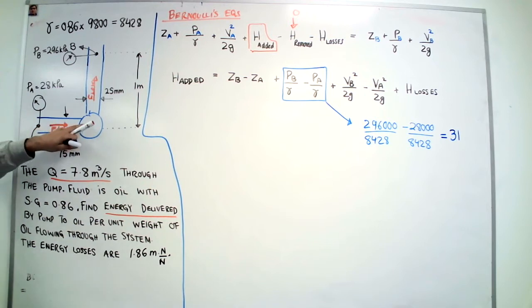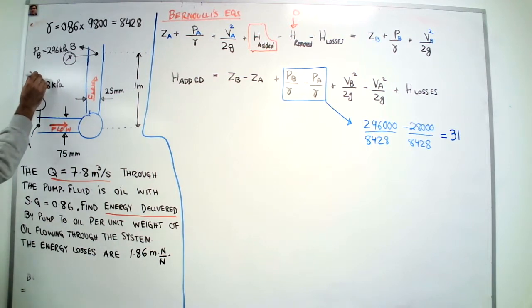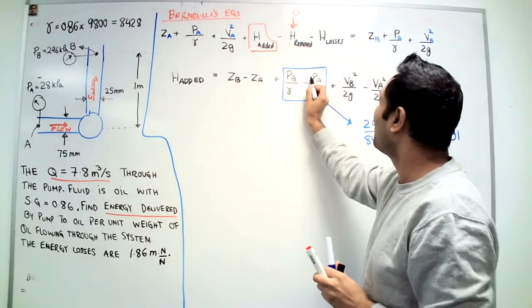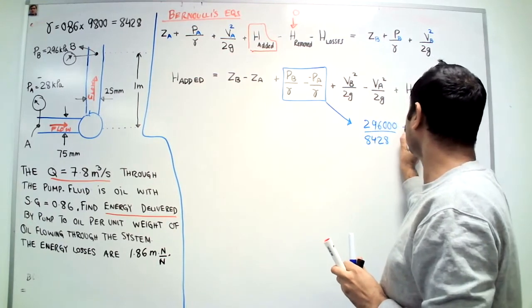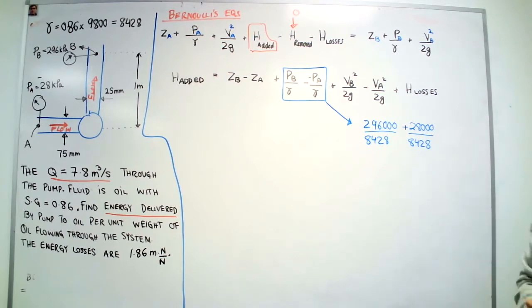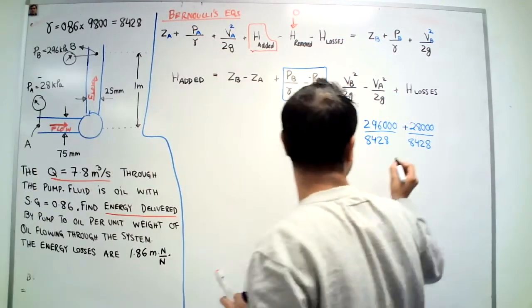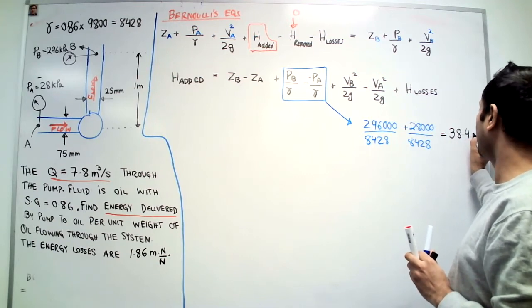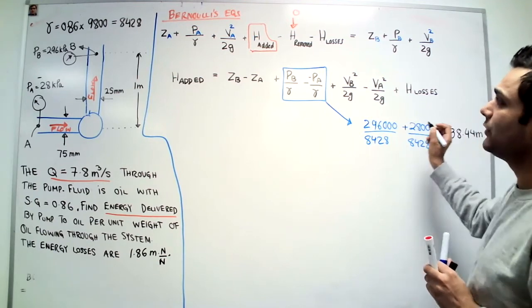Because it is working against gravity, the flow is against the gravity. This pressure, when I'm doing it, should be a negative pressure, which means when I bring that here, it should become positive. Now, if you try this one, you will get an answer: 38.44. So we got 38.44 meters. Yeah, not the pressure.